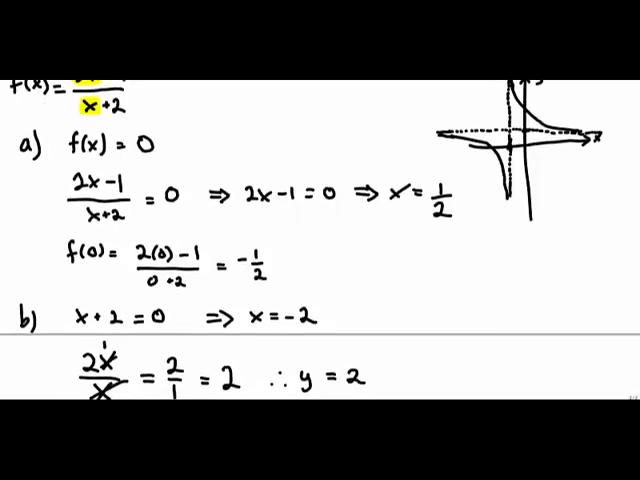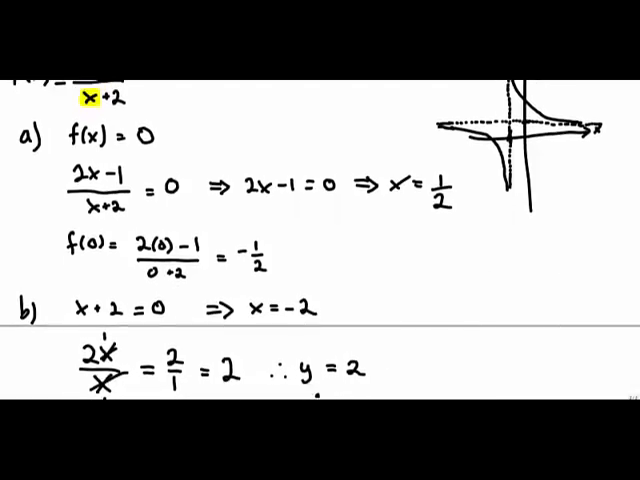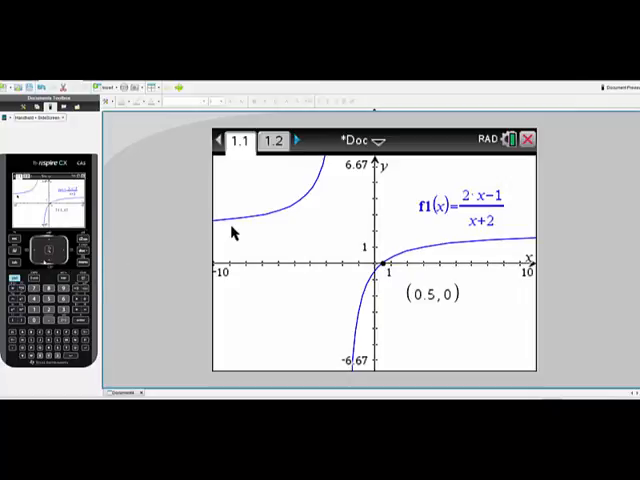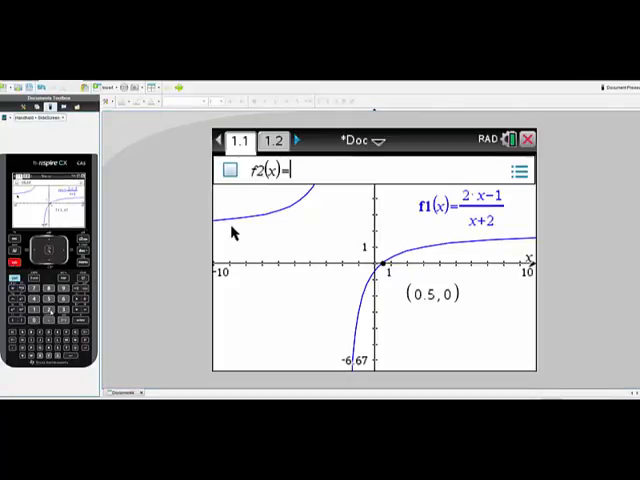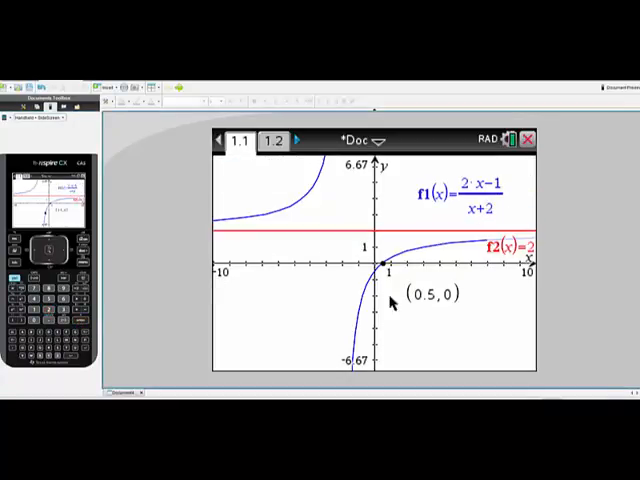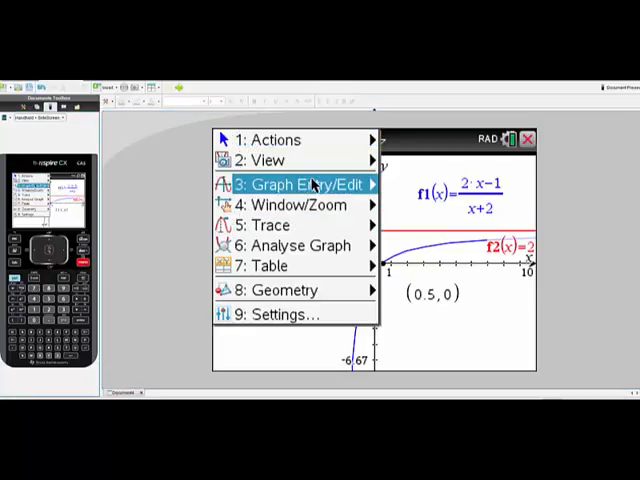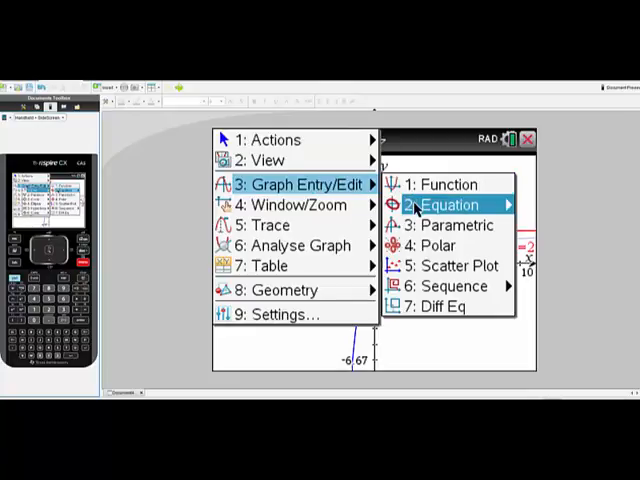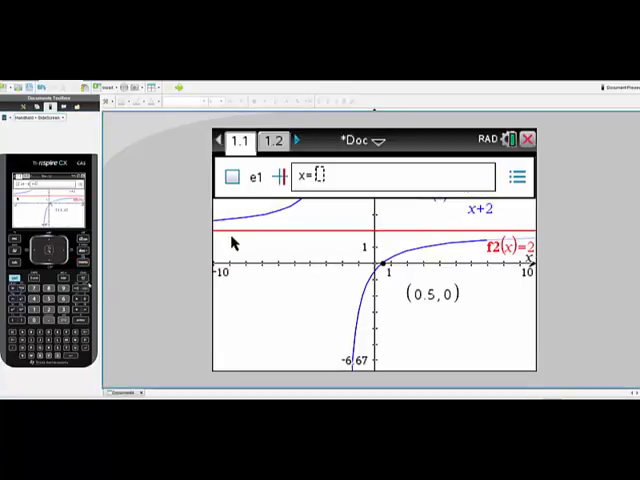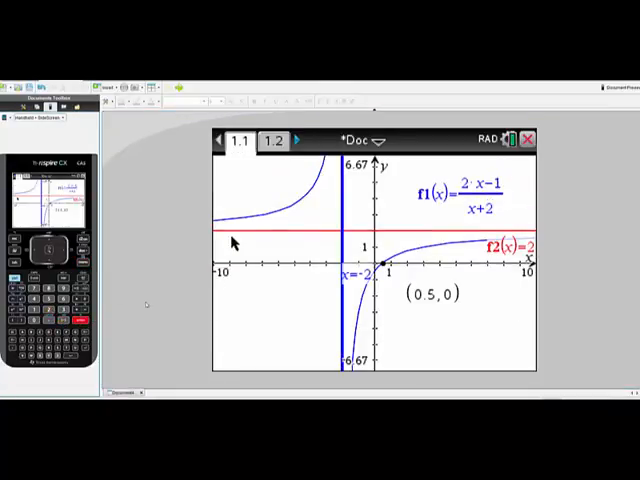Now back to the asymptotes. X is equal to minus 2, y is equal to 2. Let's start with the y asymptote. So draw this function, y is equal to 2, and looks pretty good from here. We can zoom out later, and then we have to input this one, graph entry equation line, and then vertical line, x is equal to something, and x was equal to minus 2.